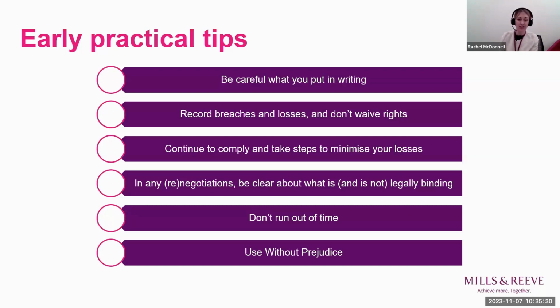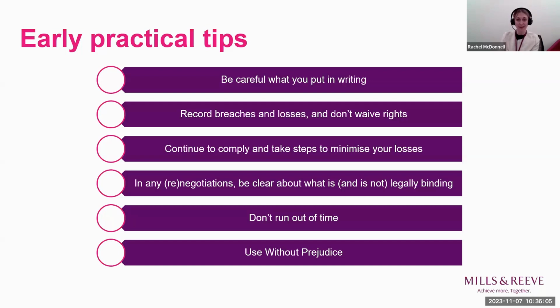In any negotiations, be clear about what is and what is not legally binding. As I said earlier, when you're in negotiations and if you're letting the party stray from their contractual obligations, it's really important to make clear what the basis of that concession is, and whether it's time limited or a one-off arrangement, for example. Because if you don't, there's a risk that later they will say, well, this was the status quo from now on, and you might find it difficult to go back to your strict contractual obligations.